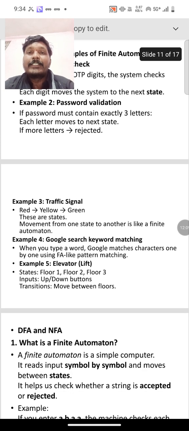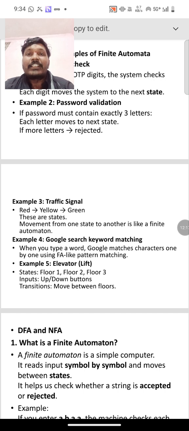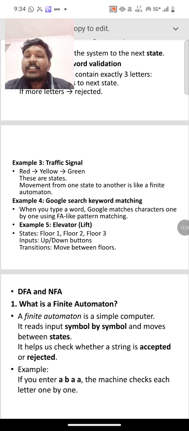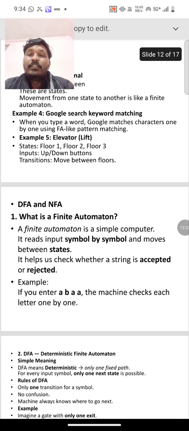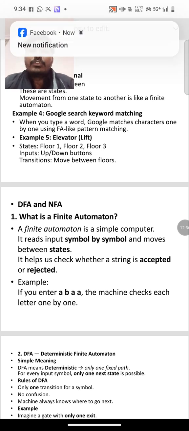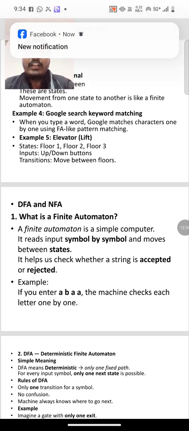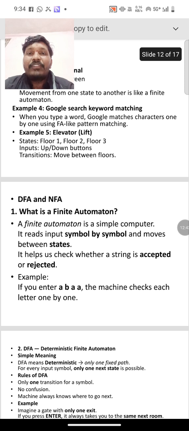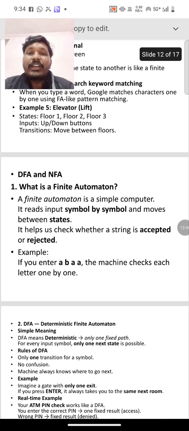And also traffic signals. Here 3 lights are available: red, yellow, green. These are the states. And also elevators. Elevators contain floor 1, floor 2, floor 3 as the states, and the inputs are the up or down buttons. Transitions are the moves between the floors. Finite automata can be categorized into two types. First one, DFA and NFA. DFA stands for deterministic finite automata and NFA stands for non-deterministic finite automata.